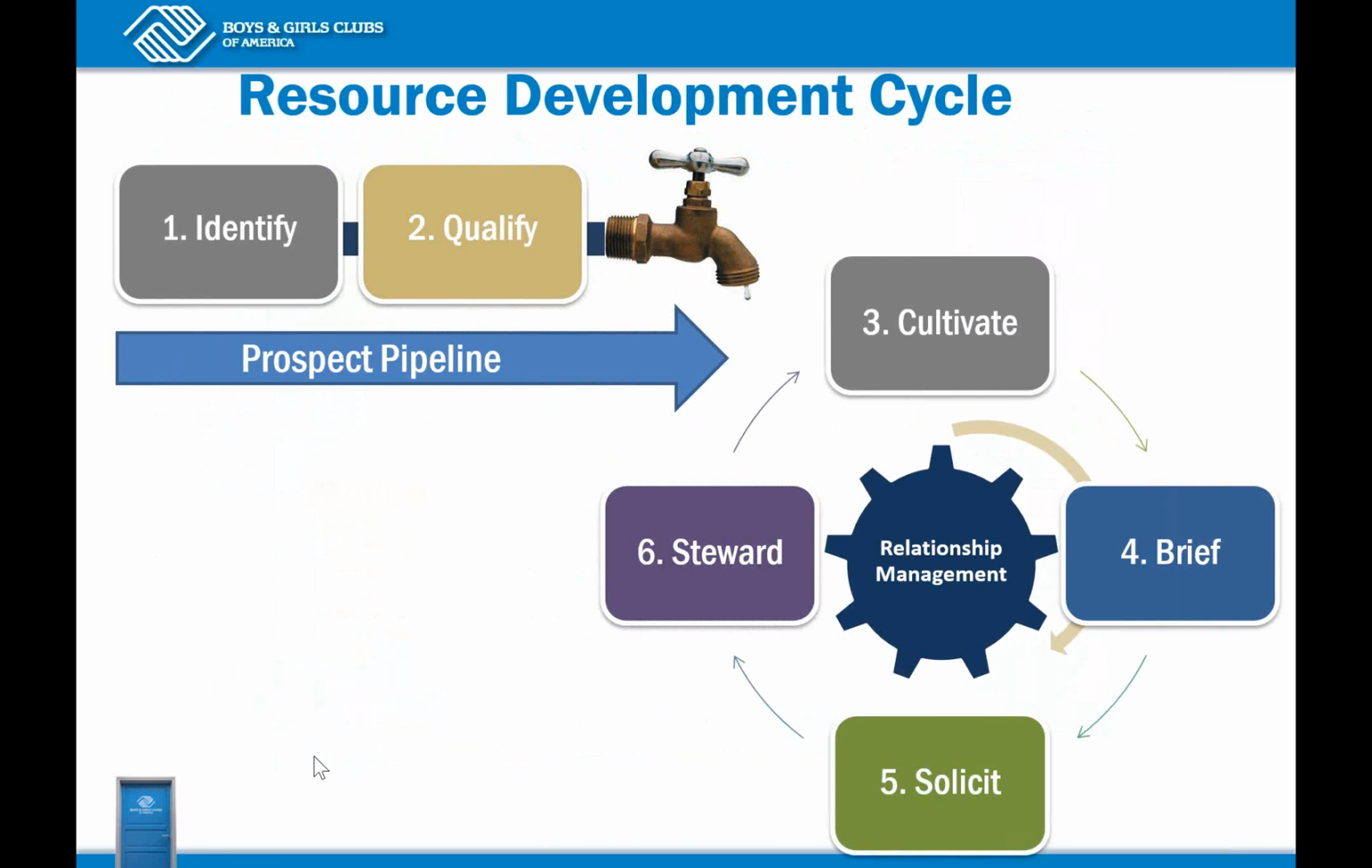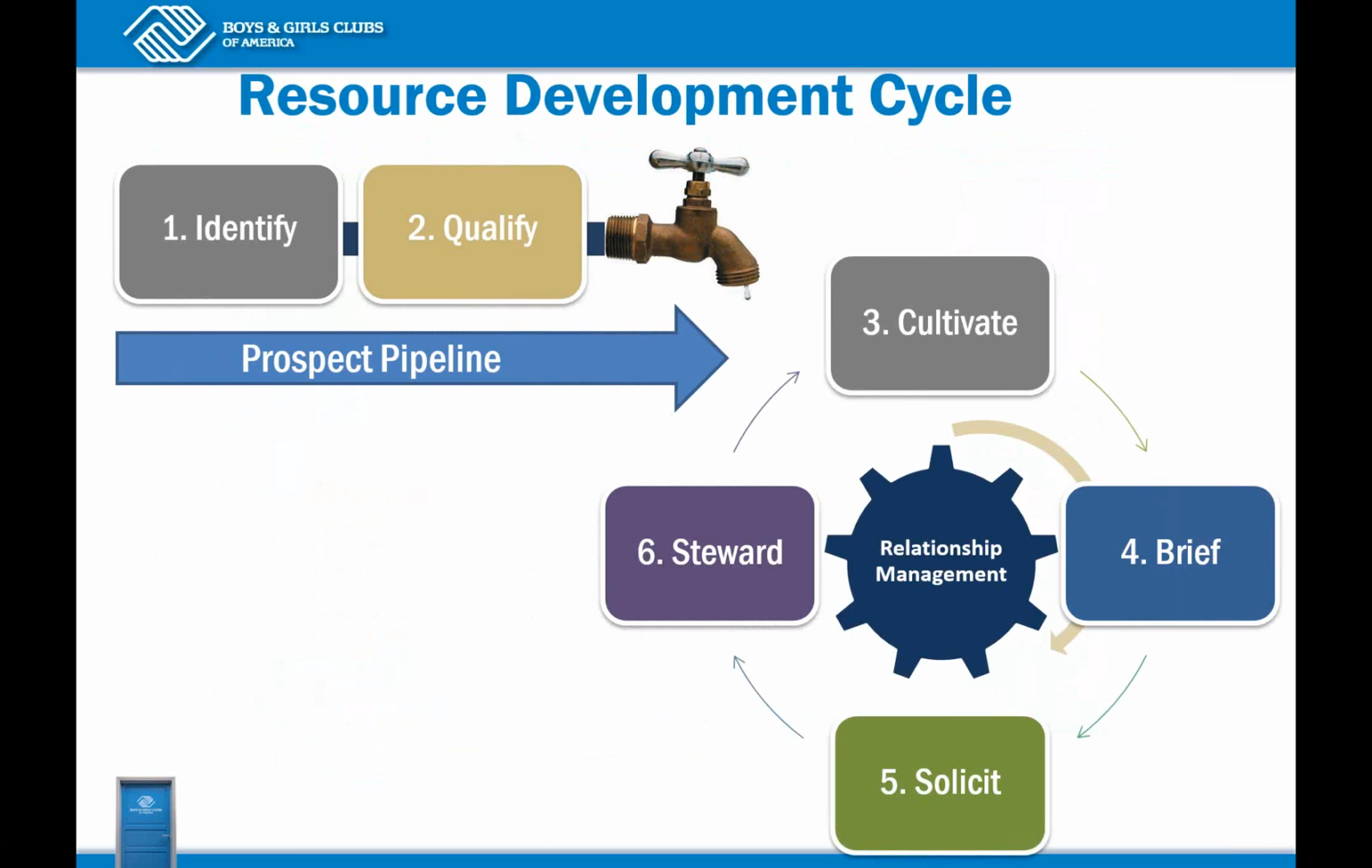To speak of cultivation, we should take just a minute to review the resource development cycle. For those who weren't in the beginning cultivation webinar, let's just go over this real quickly. Cultivation starts after you've already identified someone that you'd like to work with as a donor, qualified them, decided whether or not they're someone that is worth the time at your club and worth cultivating, and then finally you go into the cultivation stage of things.